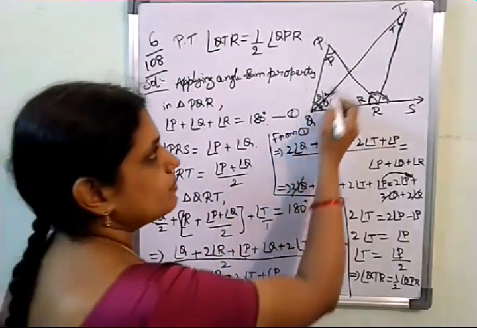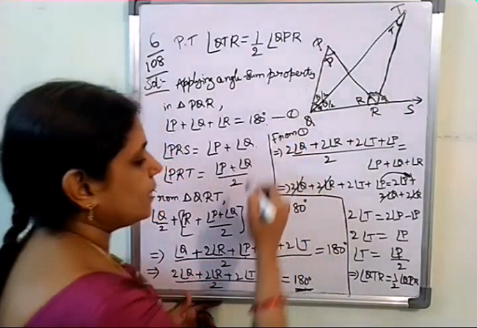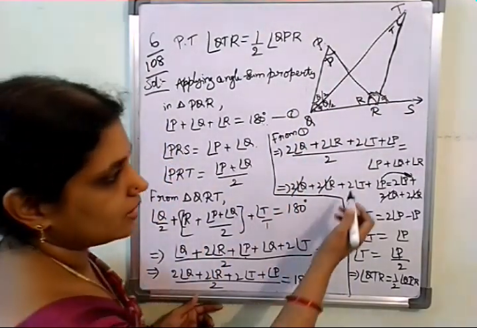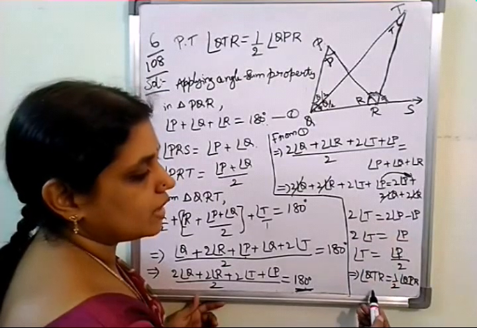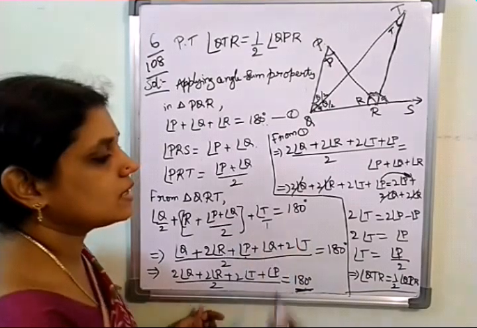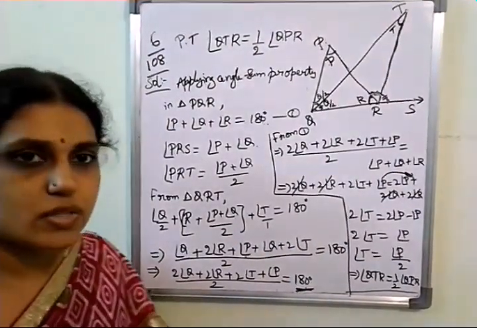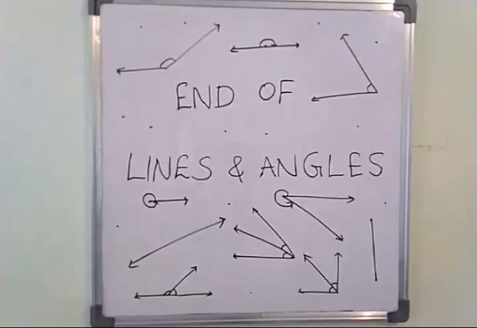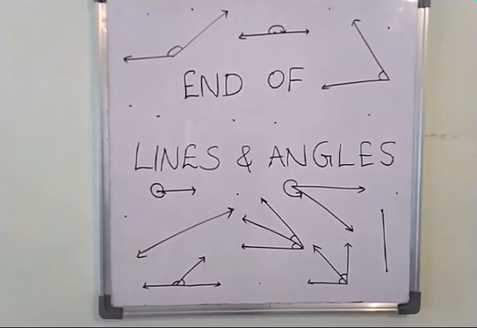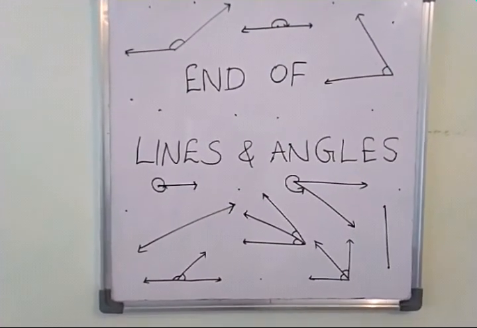Now in this triangle QRT, we applied the angle sum property, and then we proceeded and finally we got angle QTR equal to half angle QPR. That is what was given to prove. Hope all of you understood this sum. With this we completed the lines and angles chapter. Enjoy learning. Thank you.